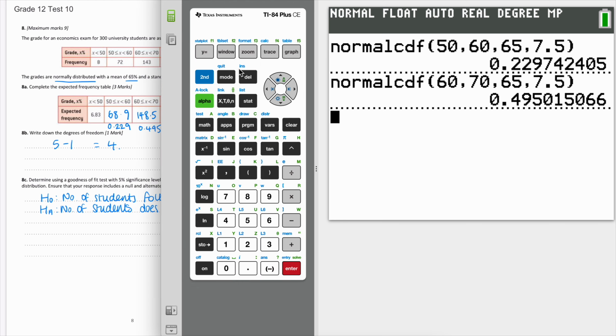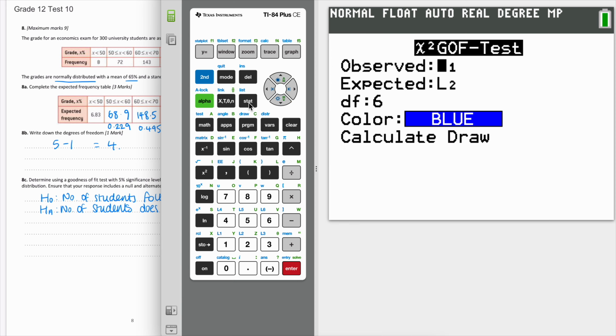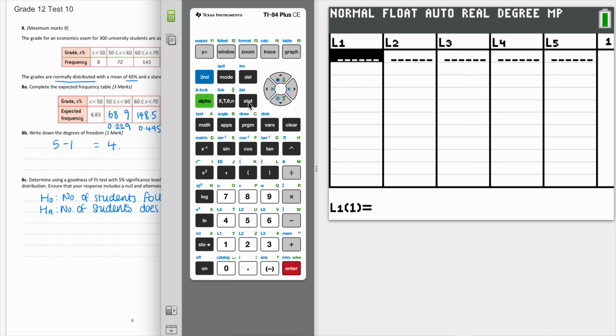So we're going to do a chi-squared goodness of fit test. So statistics and tests, and we want the chi-squared goodness of fit. Now, this will remind you I need my observed data and expected data, and I also need to write in my degrees of freedom. So I'm going to go back to statistics and edit, and I need to type in my observed and my expected. My observed data is what they gave me in the question to start with, which is 8, 72, 143, 71, and 6.